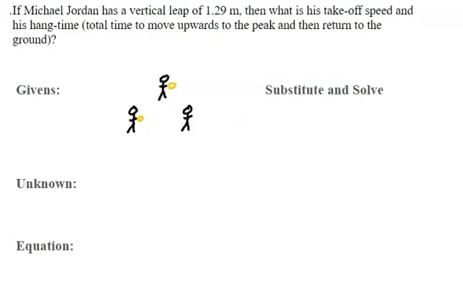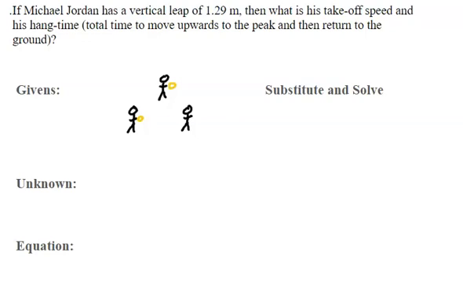If Michael Jordan has a vertical leap of 1.29 meters, then what's his takeoff speed and his hang time? That's the total time to move upwards to the peak and then return to the ground. Well, actually, there's two questions here, and we're going to take them separately.